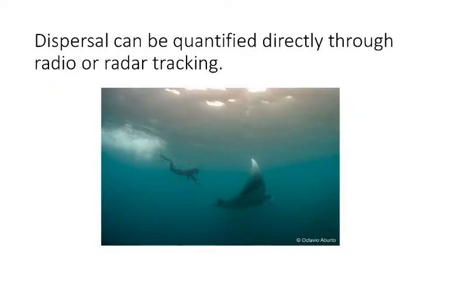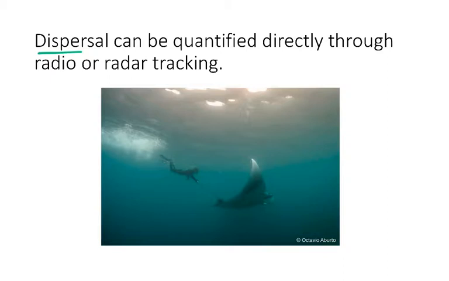So we know gene flow is important. If we think about how we actually want to quantify that, there are some ways to directly quantify dispersal through technologies like radio or radar tracking. Remember, dispersal does not directly give us estimates of gene flow. We can assume that if individuals are moving between populations, they are probably reproducing, but this method doesn't directly tell us whether gene flow is happening. So dispersal can be quantified directly, and it's not done very frequently because it's a very expensive and labor and time intensive technique.